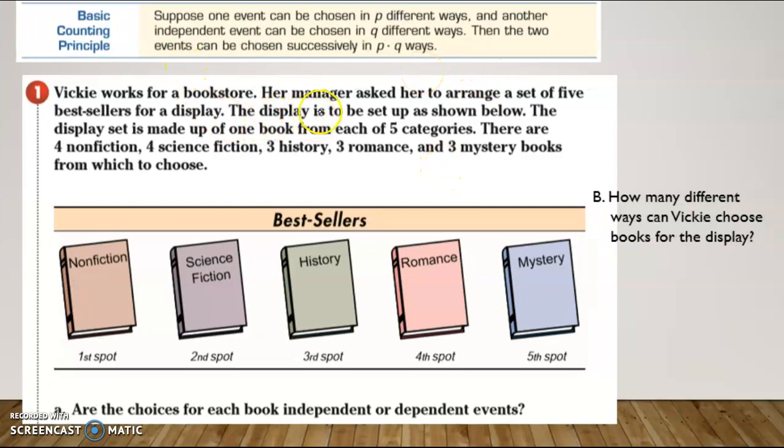Vicki works for a bookstore. Her manager asked her to arrange a set of 5 bestsellers for display. The display is to be set up as shown below. The display is made up of 1 book from each of 5 categories. There are 4 nonfiction, 4 science fiction, okay, 3 history, 3 romance, and 3 mystery books from which to choose. Now, this is where the basic counting principle comes in again. How many different ways can Vicki choose books for the display?